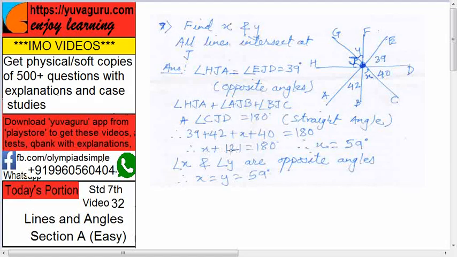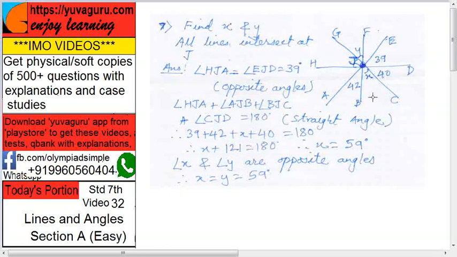X plus 121 equals 180. So X equals what? Take 121 to this side. It becomes 59. Now we have got X. But now what do we want? Y.